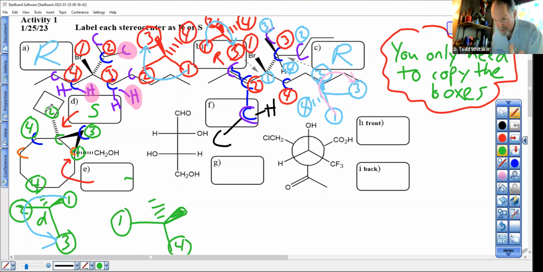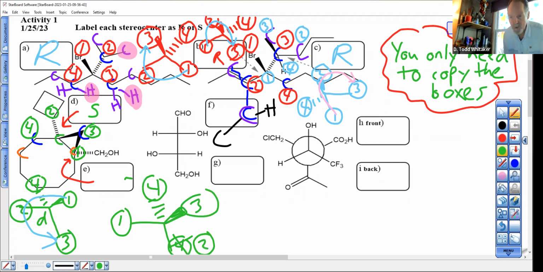Here's my second switch. You ready? It's the second switch. You agree? I got one switch on the screen already. Now I'm switching the 4 with the 2. That's a 2. That's a 4. And I never moved the 3, did I? But I did 2 switches, didn't I?